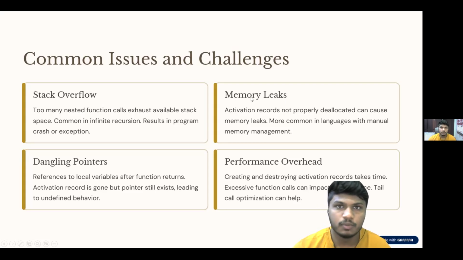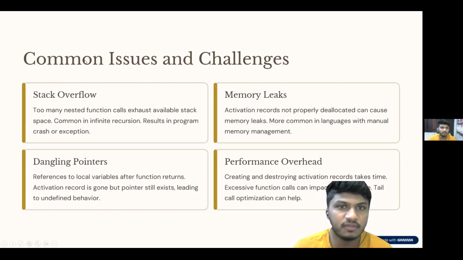The second issue is memory leaks. Activation records that are not properly deallocated can cause memory leaks, which is very bad. This is more common in languages with manual memory management. The third issue is dangling pointers, which are references to local variables after the function returns. After the function returns, the activation record is gone, but the pointer still exists, leading to undefined behavior.